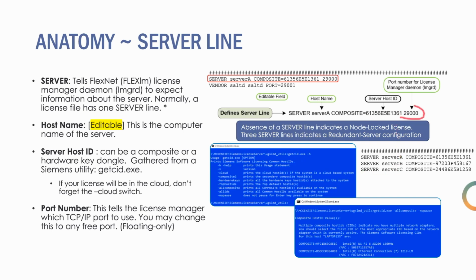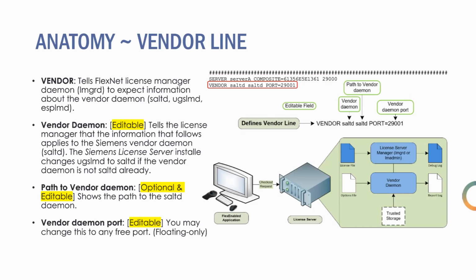And there's going to be a listening port. This is the port that it's also going to be used on the clients to build out the environment variable so that they can access the license server and connect to the licenses that are being served. If you do not have a server line, chances are this is a node lock license. If you have 3 server lines, then you probably know what you're doing with licensing, because this is a redundant server configuration or a triad.